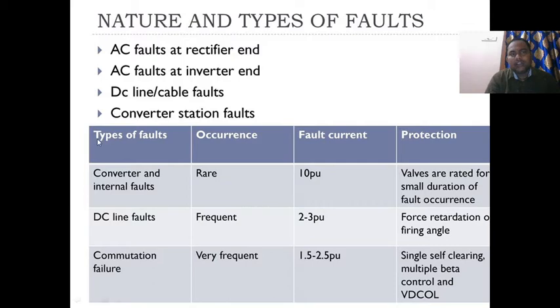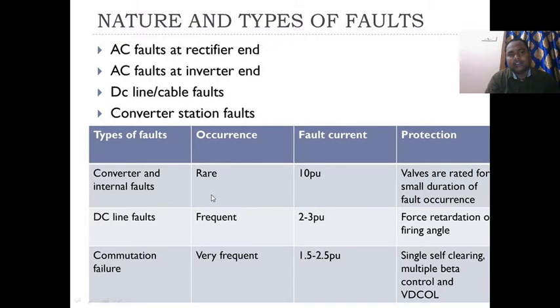So please see the types of faults. The first one is converter internal faults. Occurrence is very rare. The fault current is 10 per unit. For protection, the valves are rated for a small duration of fault occurrence.